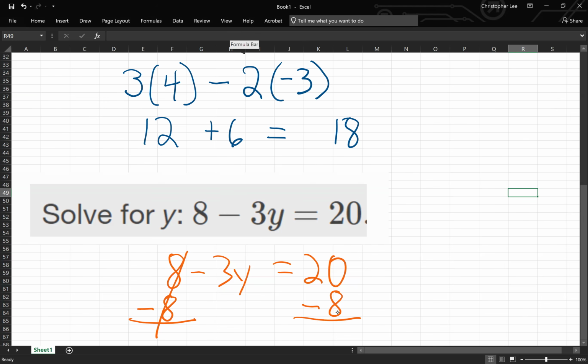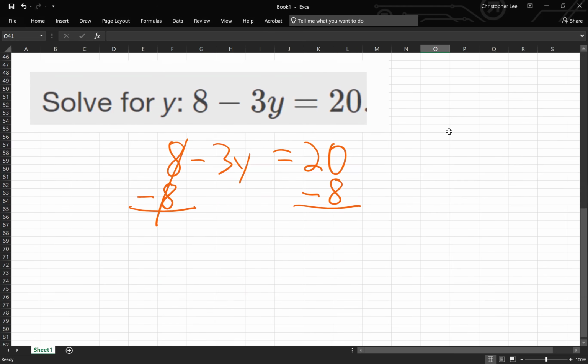All right. So, scroll down a little bit. Now I have -3y is equal to, what's 20 minus 8? 12. Very good. So now, how do I get y by itself? I have -3 times y. How do I undo multiplication? By what? Divide, right?